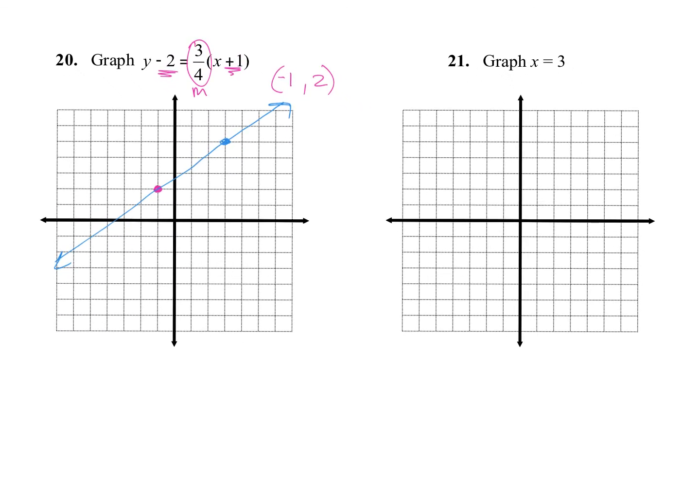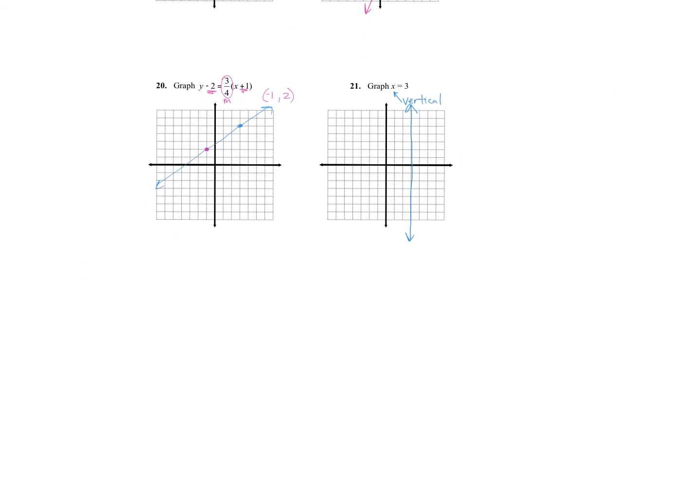Okay, last one. X equals 3 is what kind of line? X equals is always vertical, right? Y equals is horizontal, X equals is vertical. So X equals 3, 1, 2, 3, means every X value should be at 3. So that's a vertical line. Questions on that? You made it.